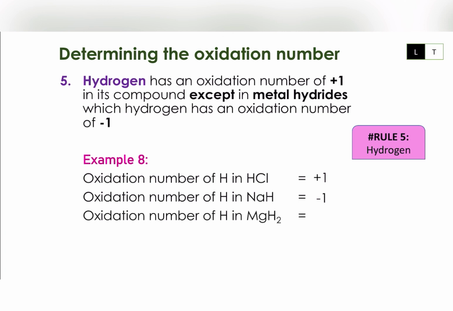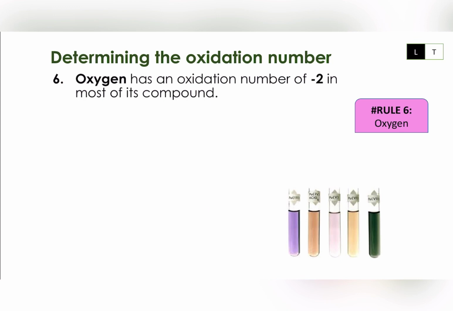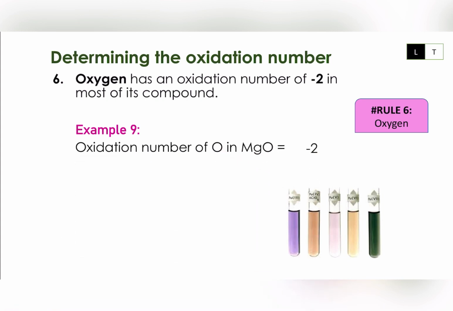Same goes for hydrogen in MgH2. Magnesium is a metal, so the oxidation number for H is negative 1. Let's go to the next rule for oxygen. Oxygen has an oxidation number of negative 2 in most of its compounds. For example, the oxidation number for O in MgO is negative 2. For oxygen in H2O, it is also negative 2.